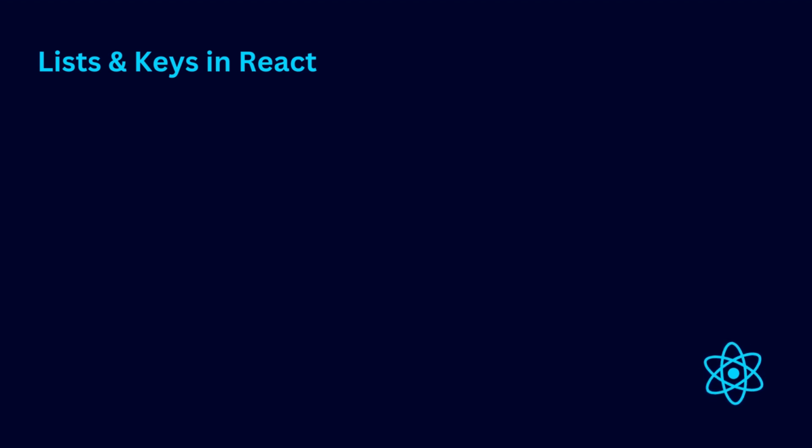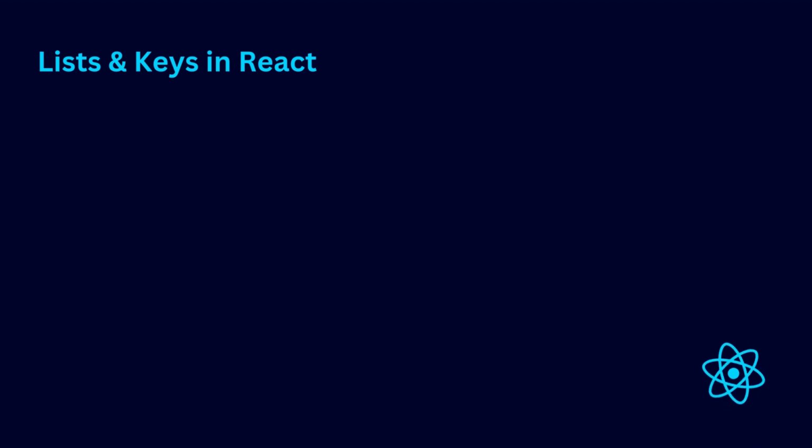Well, first understand what lists are in React. Then we will talk about keys, why they are so important, and what mistakes to avoid, and finally we will build a small practical example together. Let's start with the basics. In React, a list is simply an array of data that we map into JSX elements.